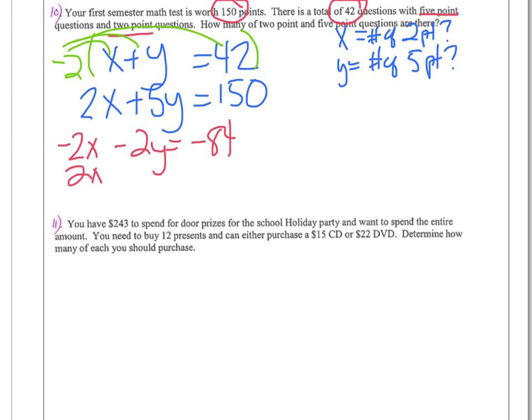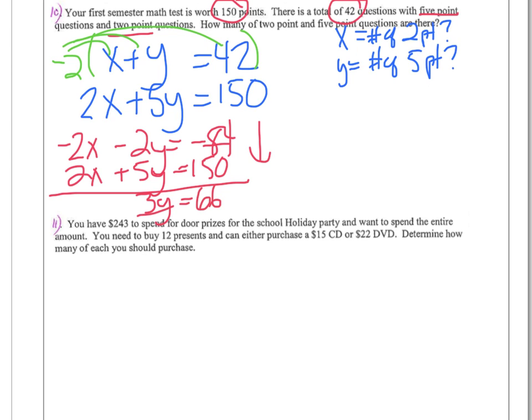And then we still have the second equation right here. When you add down on here, the x's fall out, the y's become 3y, and negative 84 plus 150 is going to be 66. Finish solving by dividing by 3. So y is, there's going to be 22.